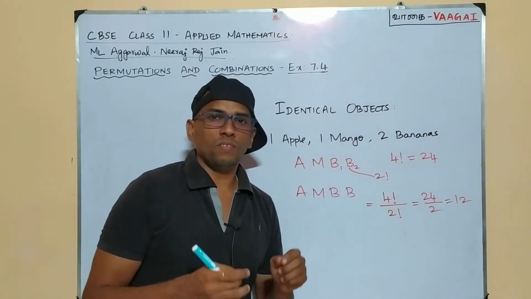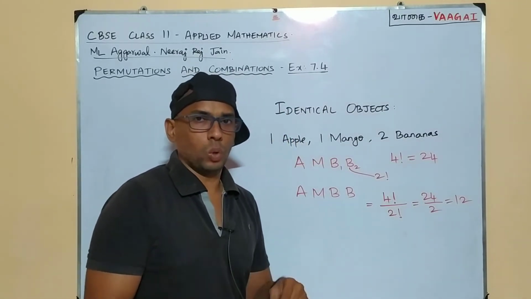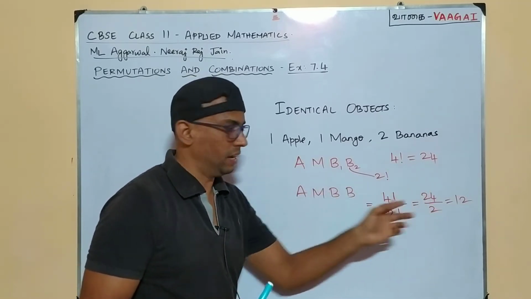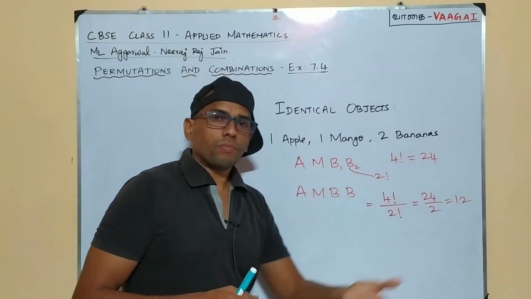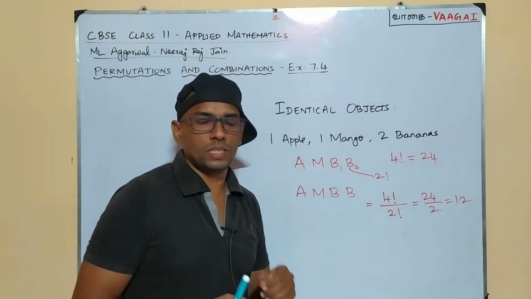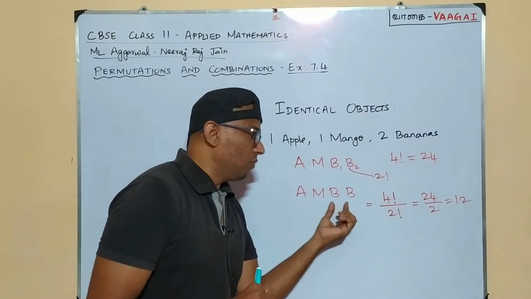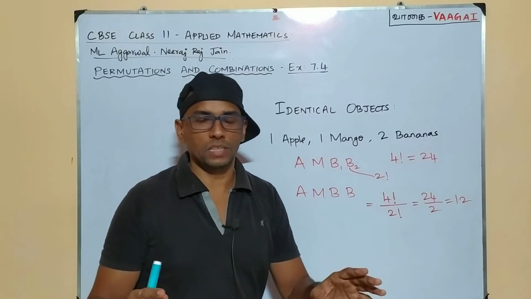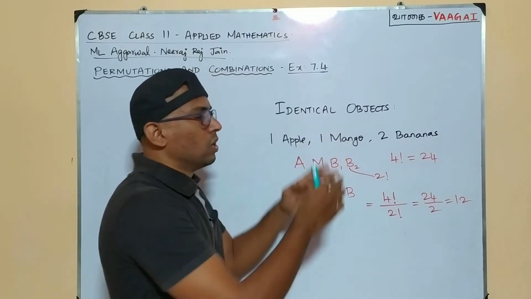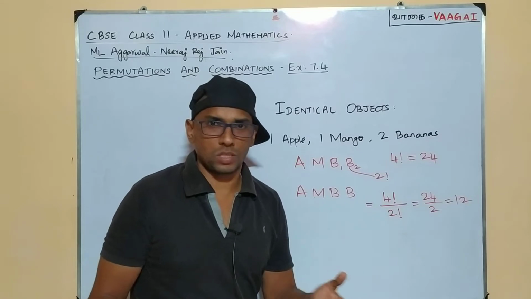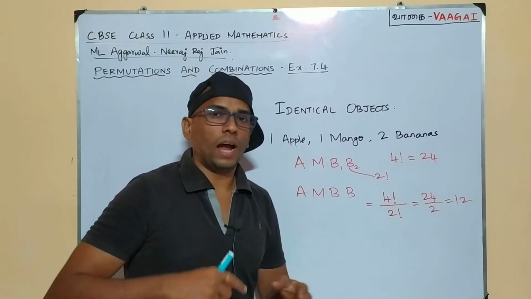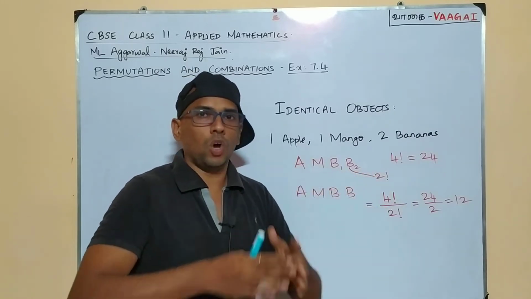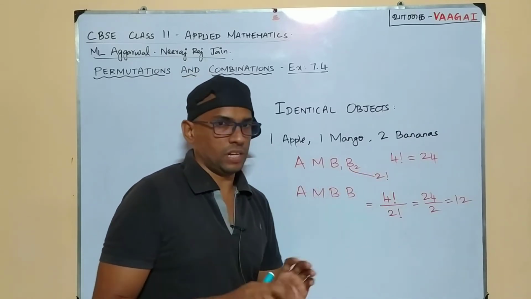So whenever we come across identical objects, what we have to do is just see the overall count. How many are there? Take that factorial and divide it by the factorial of how many of them are identical. This is what we have to do whenever we have questions based on identical objects. I hope you are able to understand this. The reason we divide is just to get rid of those extra copies. That is the reason. Okay.